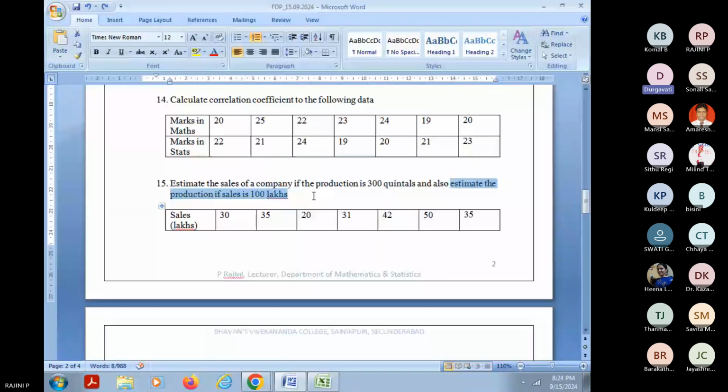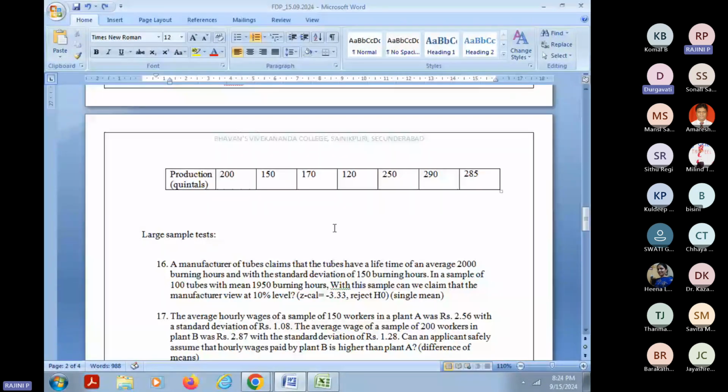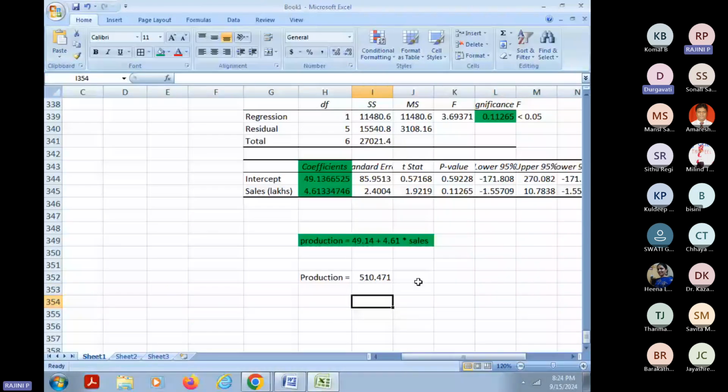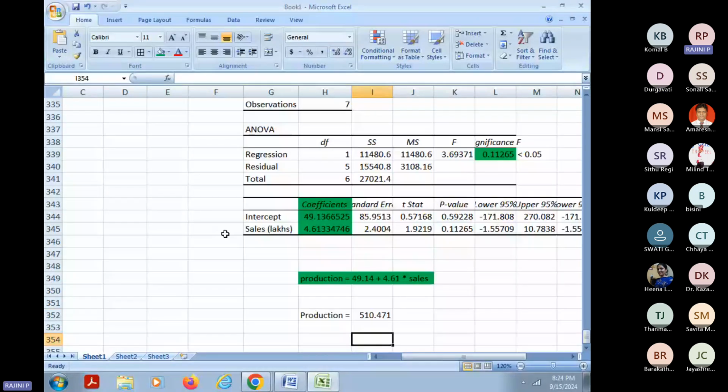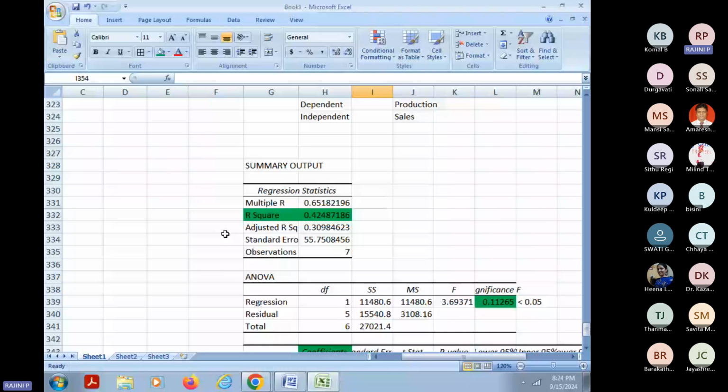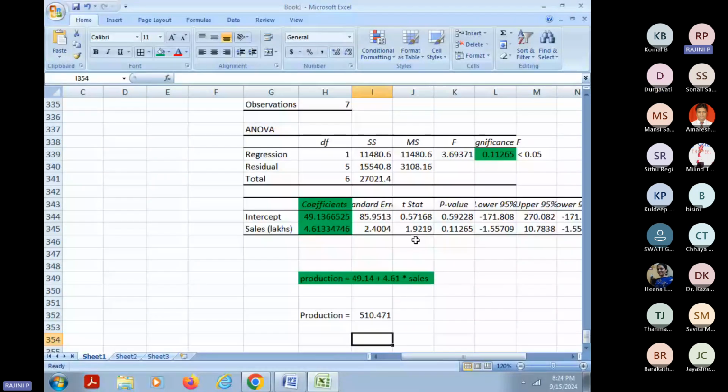Yes, ma'am, it is clear. But if we want to test, it should have one dependent variable and one independent variable, then only it will be applicable to test regression analysis. And ma'am, is there any restriction on the sample size? For sample size, there is no restriction. Whatever you want to have, you can.